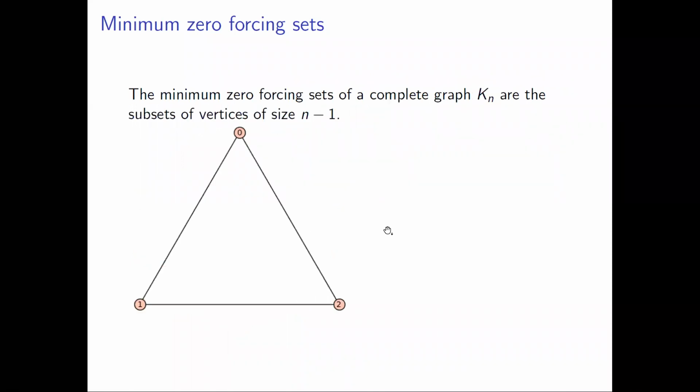We can also look at complete graphs, and we see with complete graphs that we have to color all but one vertex. And that's because if we color fewer than n-1 of the vertices for a complete graph of order n, then we're going to have at least two white vertices, and those two white vertices are neighbors with all the other vertices. So all of the blue vertices will always have two white neighbors. None of them will ever be able to perform a force.